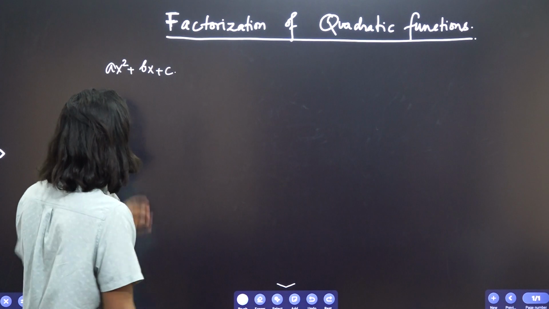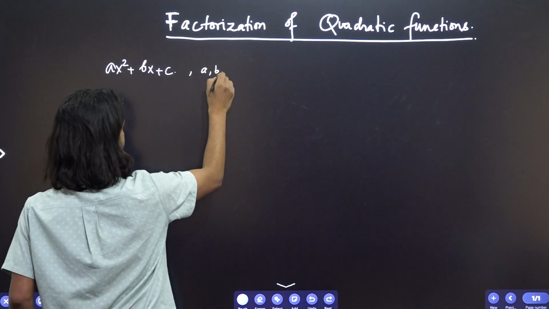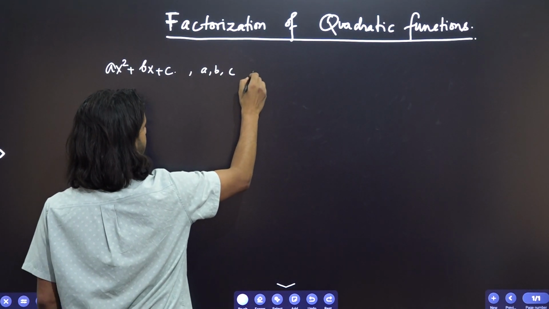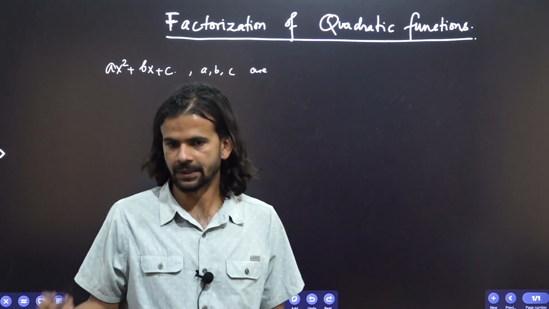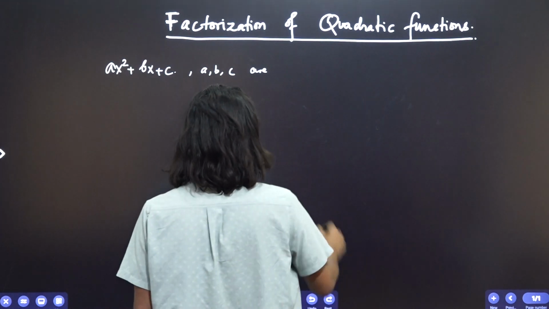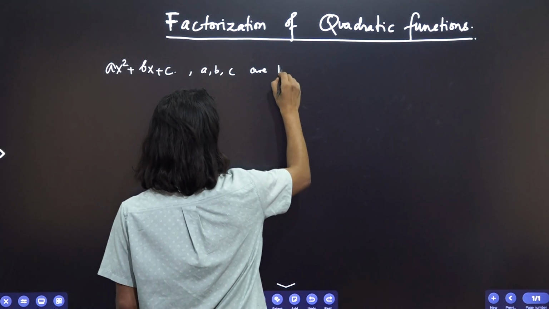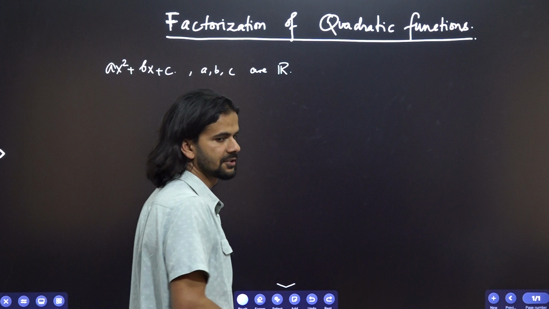A, B and C. What are A, B and C? A, B, C are some numbers, real numbers.